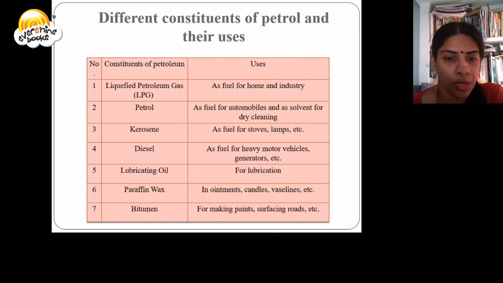The last constituent is bitumen. It is used in surfacing roads and for making paints.